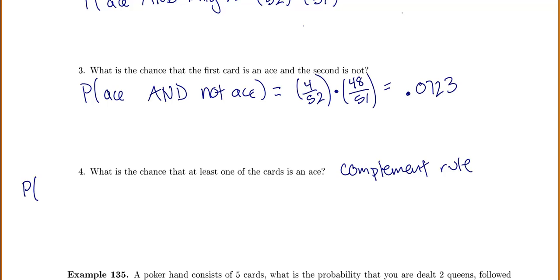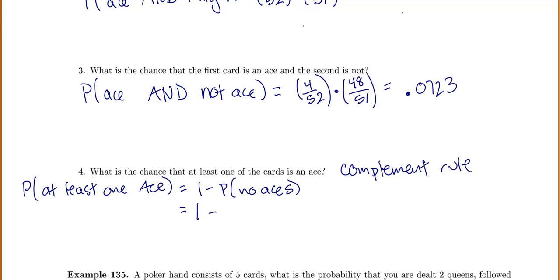So the probability of at least one ace is equal to 1 minus the probability of no aces. So again, anytime you're looking for the probability of at least one ace, use the complement rule and do 1 minus the probability of none.